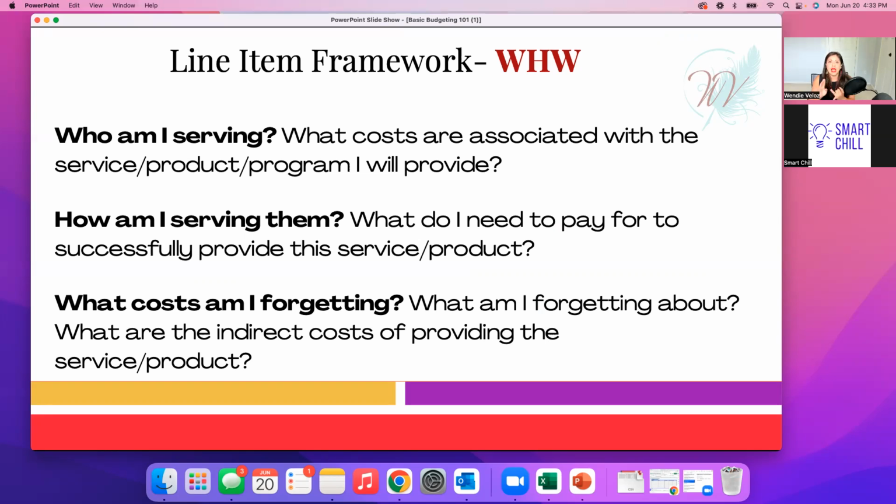Who am I serving? How am I serving them? And what costs am I forgetting? The third one is really because usually you will not remember everything when you are budgeting, and you will go back and say, oh, I didn't even realize that was going to cost me money. So from the beginning, you want to think about, who am I serving?